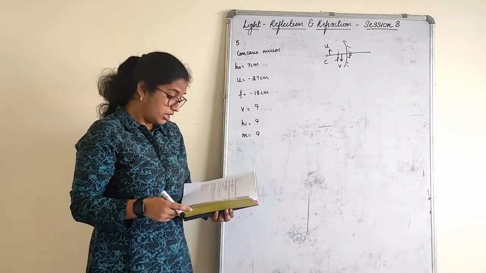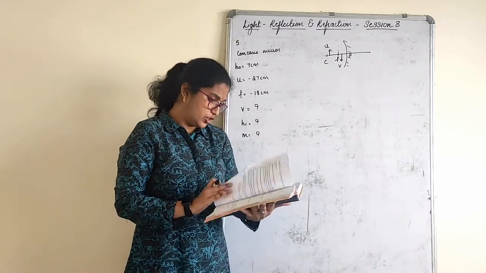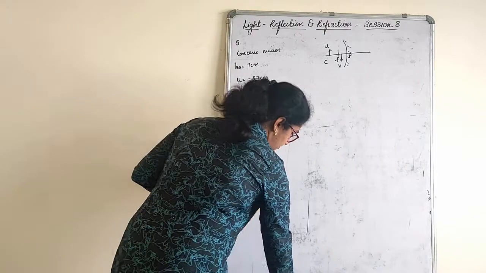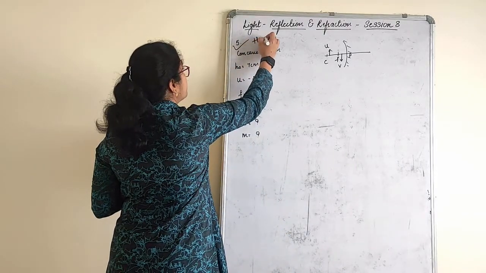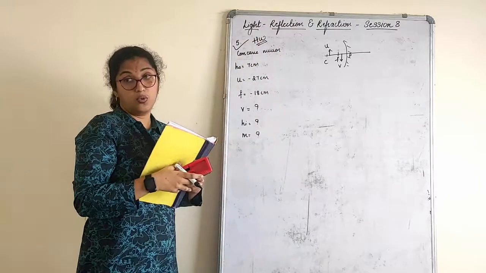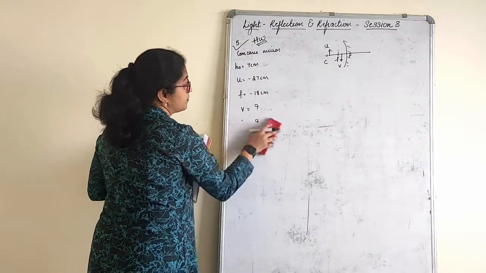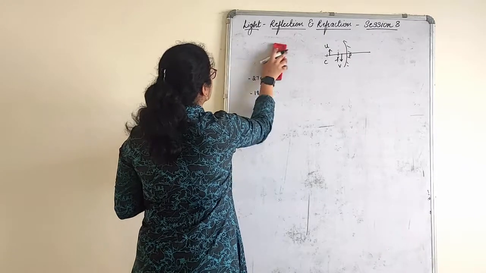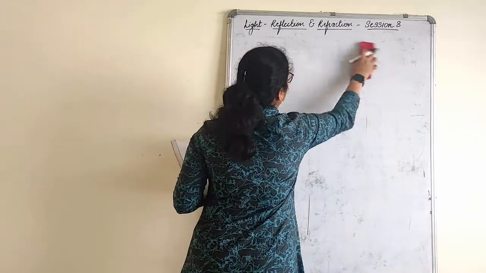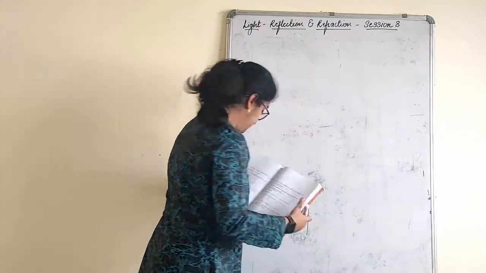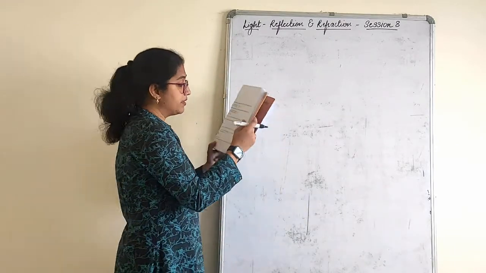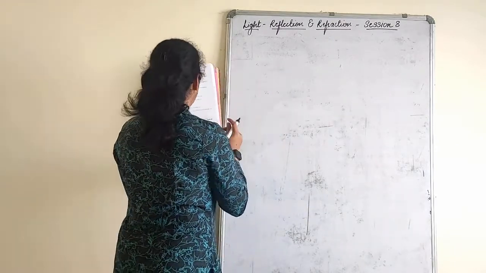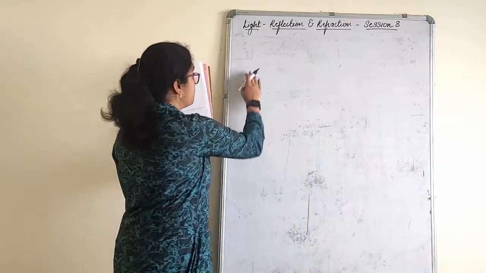Okay. Let's quickly go ahead, we just have the last 2 sums left. So this is for homework. To mark 1 sum for the homework here. Find the focal length of a lens of power -2 diopter and what type of lens is this?